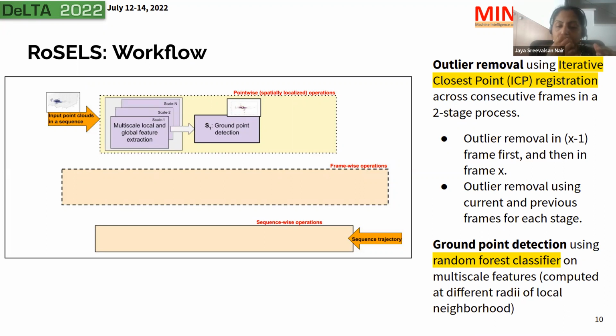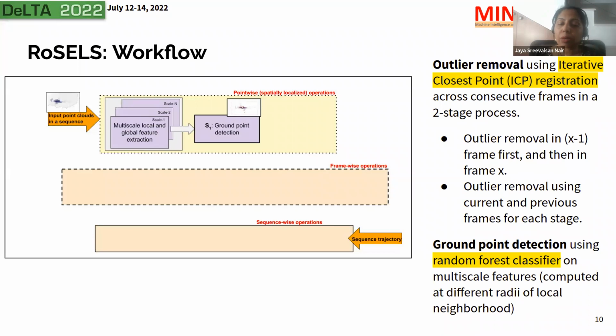So here we check if the registration is done for the x minus 1 frame, that's the previous frame, and the x frame. Thus, we use information from three frames, that's x minus 2, x minus 1, and x, to check the persistence of a point sample.